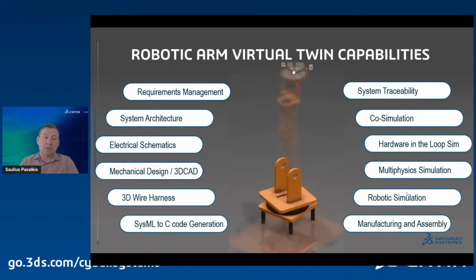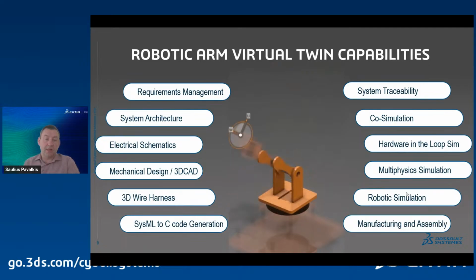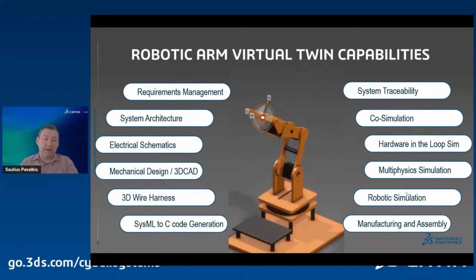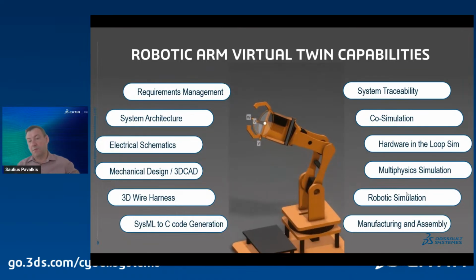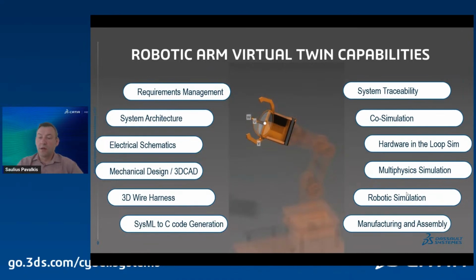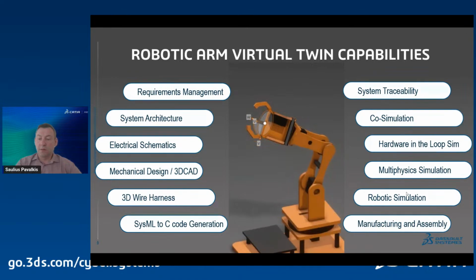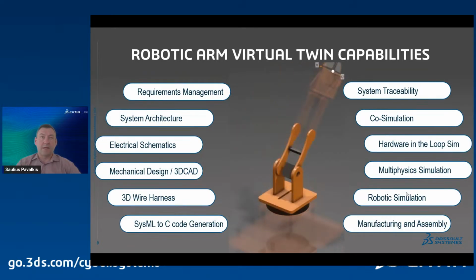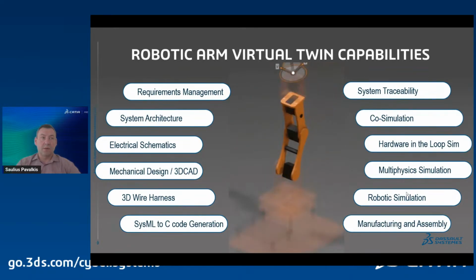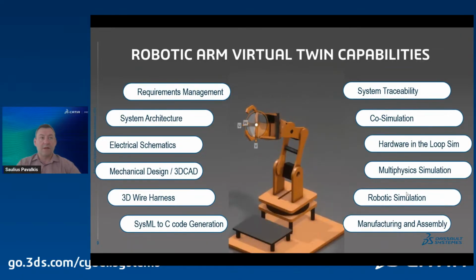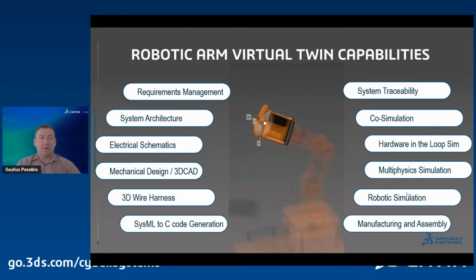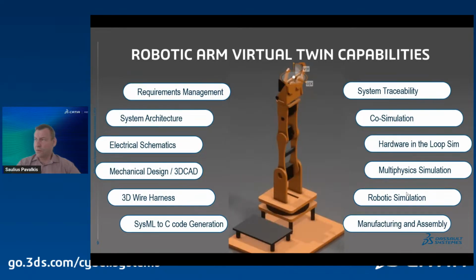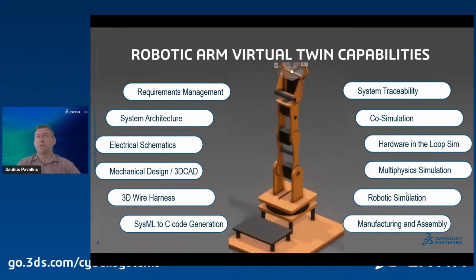Here, as you can see in this project, we are covering requirements management, system architecture, electrical schematics, mechanical design, 3D wire harness, code generation, system traceability, co-simulation, hardware-in-the-loop simulation, multiphysics simulation, robotic simulation, manufacturing and assembly. We don't go deeper into each of those disciplines, so this is not the point to explain how you would design this system, but to explain how all the disciplines connect together and interact with each other through baseline management, through traceability, through change, and through other use cases like even AI, how it would enhance and be incorporated into this system architecture.